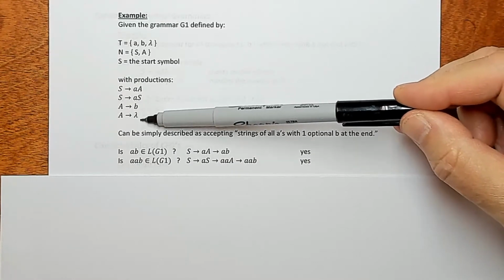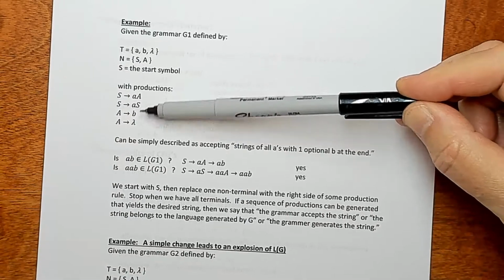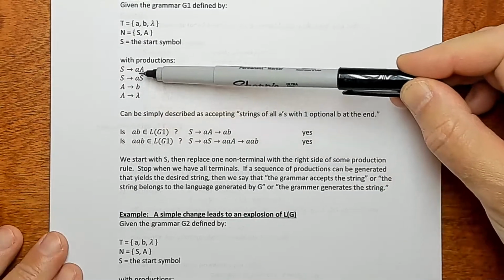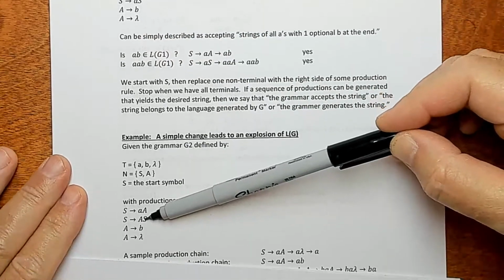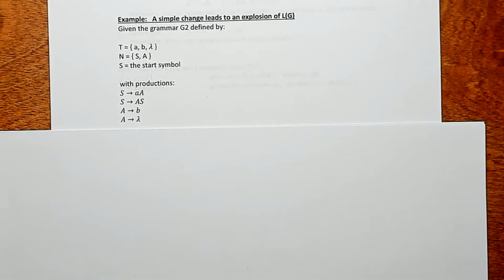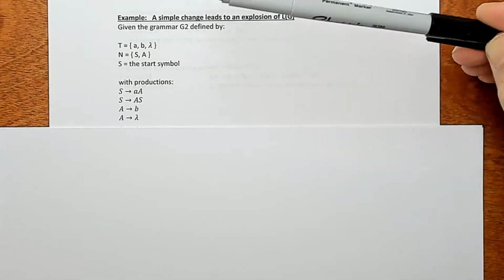So here I have these productions here. What if I just change one of these productions right here? So I'm just going to change this production to this. So here we go. So here's a new grammar. I've just made a change to this one production right here. What happens?